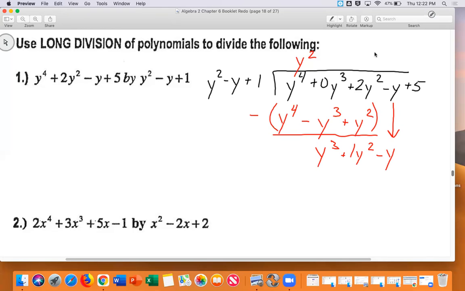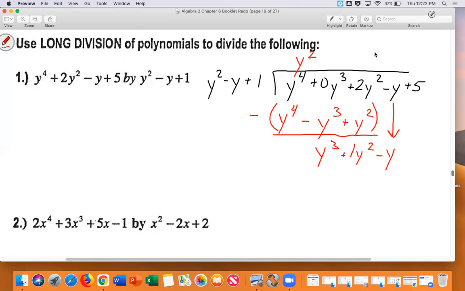Justin, are you okay with that now? Now, do you see why, Hannah, I put in that 0y cubed? Because it's keeping things lined up. Wait, how'd you get the 1y squared? 2y squared minus y squared, 1y squared. Now, again, it's all about the leading degree and the leading coefficient.